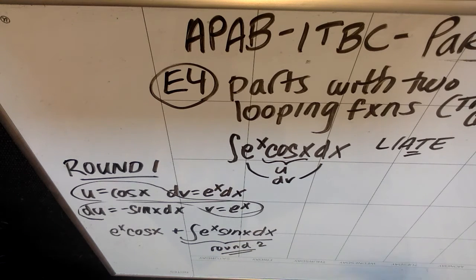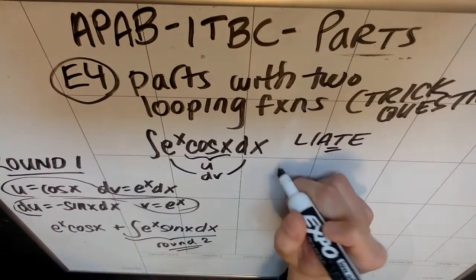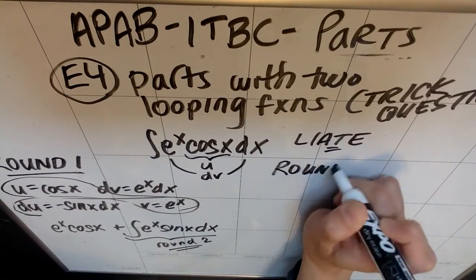But this is going to keep being a problem. It's not just a problem now. It's going to keep being a problem because they're going to keep looping. Eventually, e to the x is going to keep being e to the x, and sines and cosines just loop around every 4 terms. So let's see what happens. We're going to inch over here and get ready for round 2.